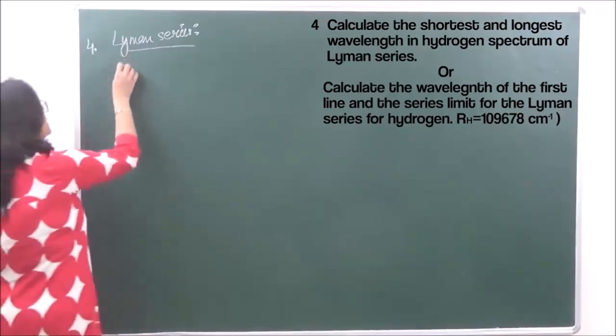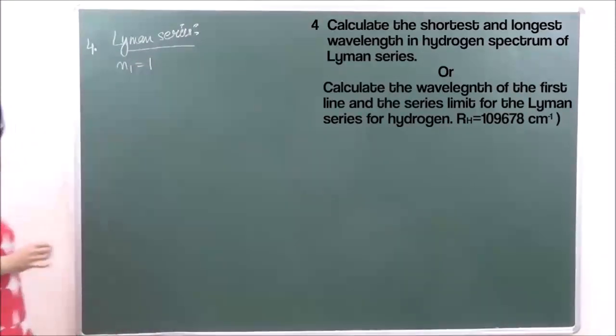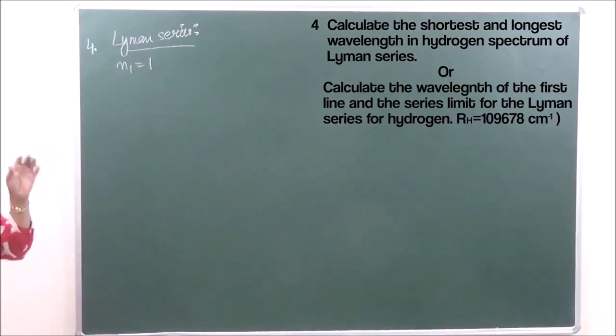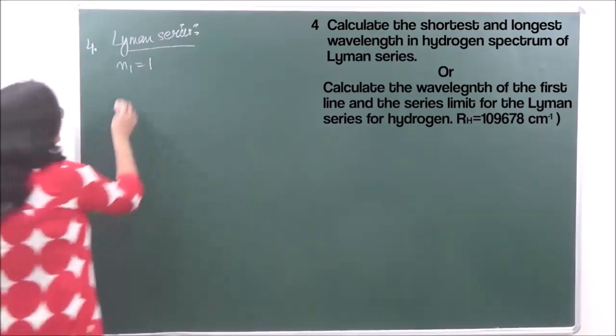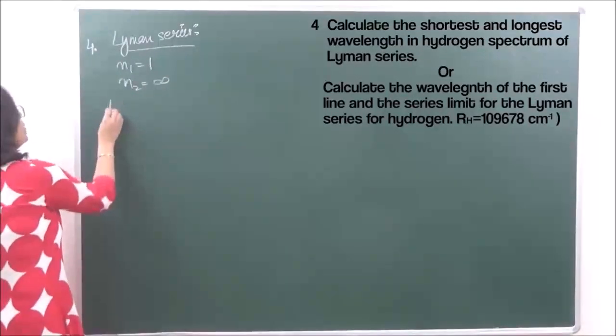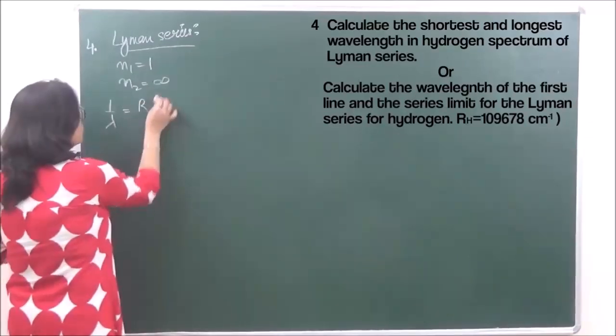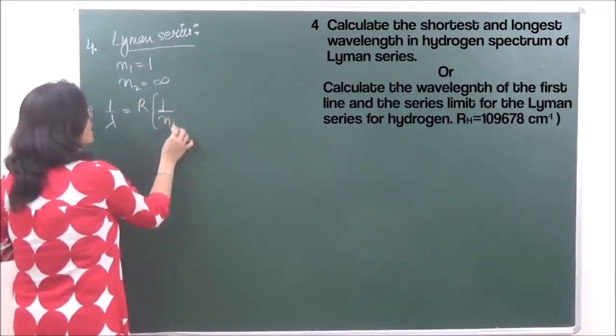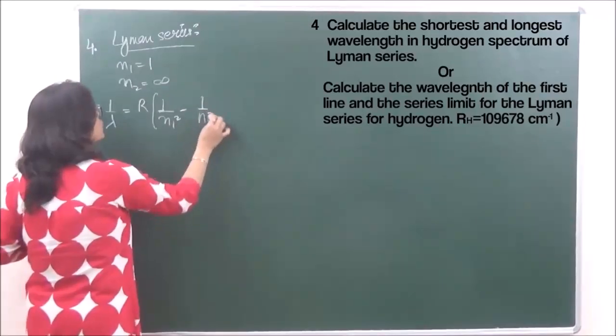Okay? For Lyman series, N1 is going to be equal to 1. Right? Now when N1 is equal to 1, the shortest wavelength we have to calculate. For shortest wavelength, what will happen? The energy is going to be maximum. So it is going from 1 to infinity. Right? So that is the shortest wavelength we are going to get. For shortest wavelength N2 is going to be equal to infinity. So 1 upon lambda is equal to R into 1 upon N1 square minus 1 upon N2 square.